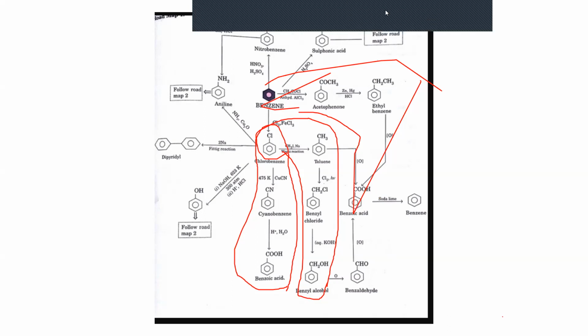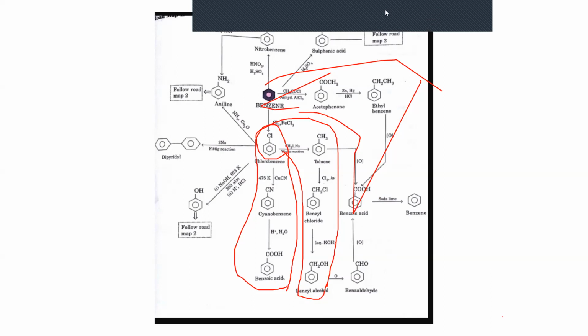Benzene to benzoic acid. Or you can go by cyanide route also. So benzoic acid would have come from cyanobenzene. Cyanobenzene would have come from chlorobenzene, chlorobenzene plus KCN. Then you can go by that way also. That is also possible. And you can go by this way also: acetophenone reduction, ethyl benzene on oxidation. Both we will do. Benzene to benzoic acid.